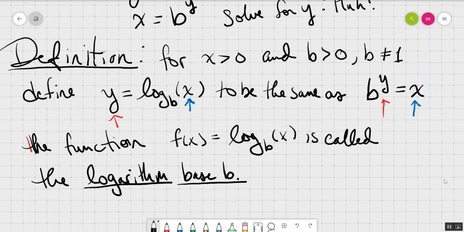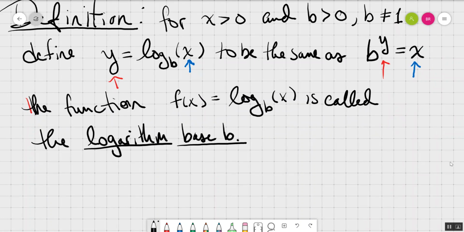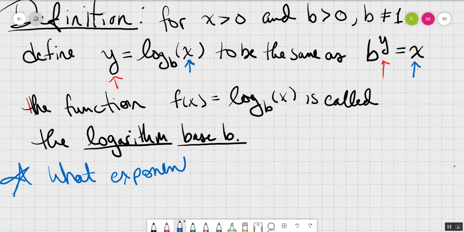And how we're going to think of logs, and this is just a tip to help you out, is that logarithms are going to ask you a question. So put like hearts and stars around this. They ask you, what exponent of b produces x? I'm writing this backwards. It better be y.